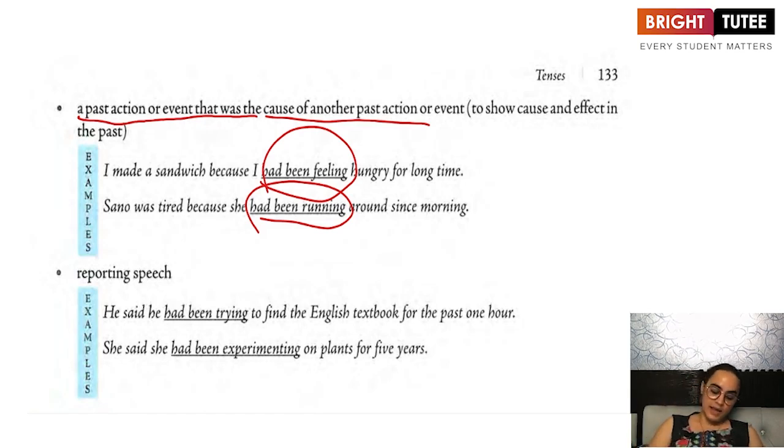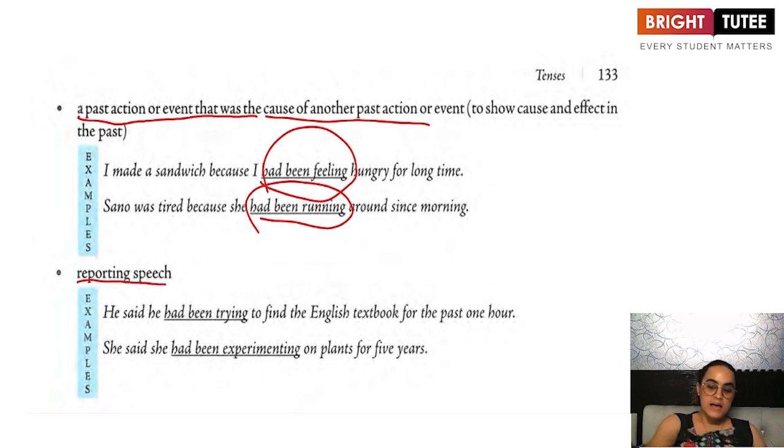Okay? Then, when we talk about reported speech, the direct and the indirect speech, again, we use the past perfect continuous tense. He said that he had been trying to call his friend since morning. She reported that she had been experimenting on plants for the past 5 years. She answered that she had been writing this letter since the last few hours. So for reported speech, we use the past perfect continuous.